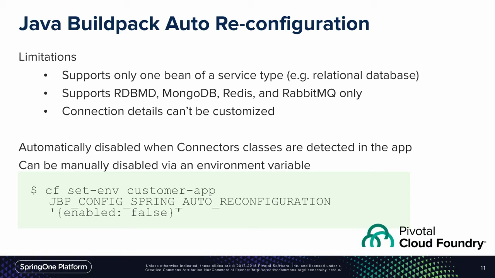So in terms of types of service beans, all relational databases are considered the same. So if you had a MySQL and a Postgres in the same app, it wouldn't be able to swap those out.